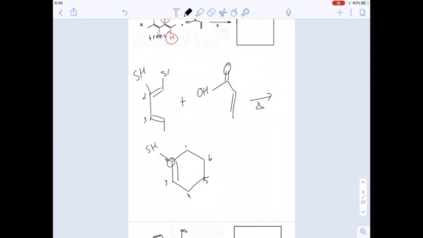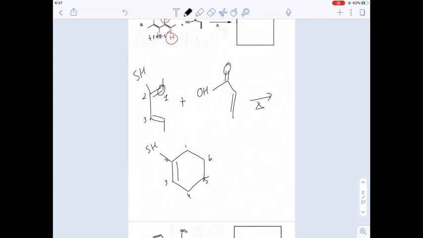So 1, 2, 3, 4, 5, 6. Between 2 and 3, you're going to have your double bond. You can go ahead and just draw your SH coming off of it. Because this is an sp2 carbon, it's not going to be chiral. You're not going to have a wedge or a dash. So this is the point I was getting at. It's not going to have any chirality here.